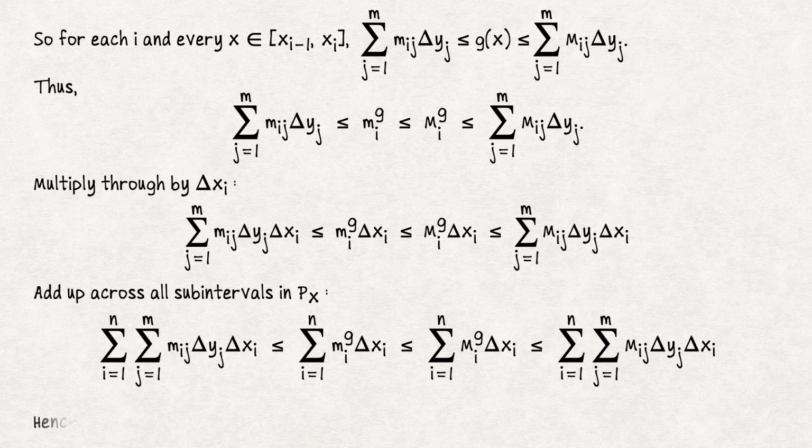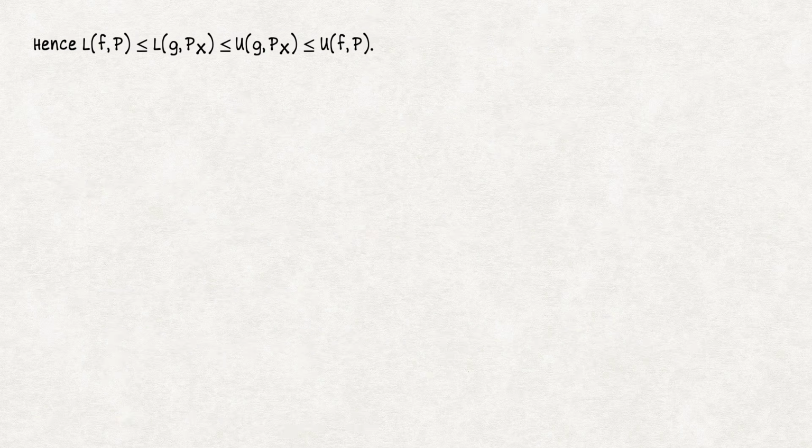And I hope what you arrived at is that the expression on the left is the lower sum of f with respect to the partition P. The expression on the right is the upper sum of f with respect to the partition P. And then in the middle, we have the lower and upper sums of g with respect to the partition P sub x, just taking us along the x-axis. Okay, I need more room, so let's slide that to the top.